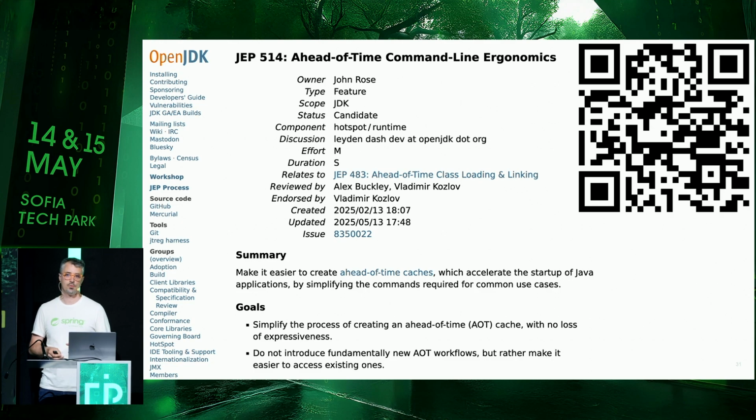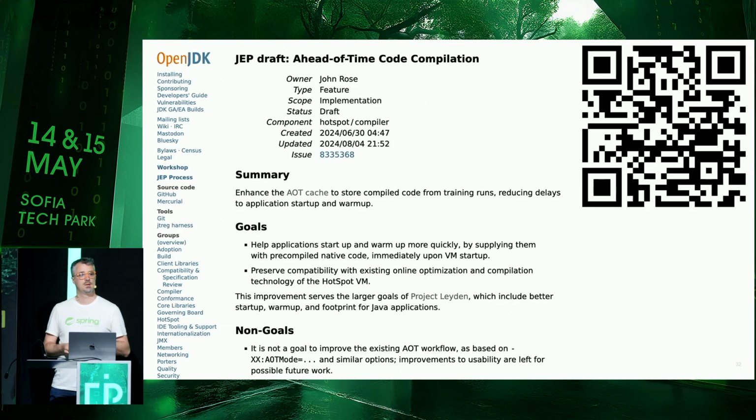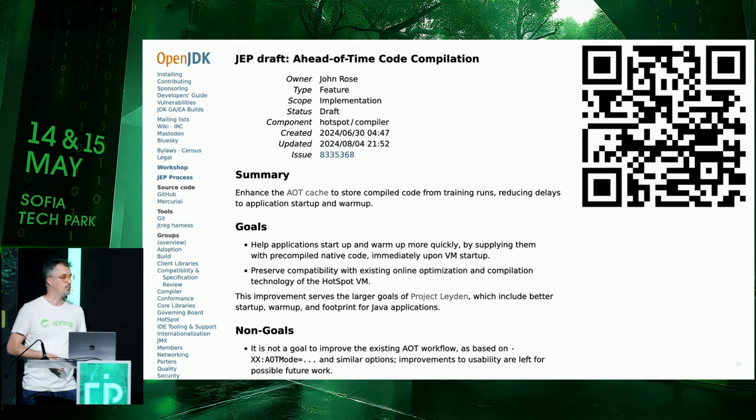The second improvement is JEP 514, ahead-of-time command line ergonomics. This one is to allow creating the cache with a single command. You have seen that with CDS, one command was required to create the cache. AOT cache, two commands, record and create. This JEP is just a quick shortcut to be able to create the cache with one command. And the last one, which may happen more long-term because it's more involved, more experimental, is ahead-of-time code compilation. It's about taking the native code that the JIT has compiled on production and directly using it in your cache in order to speed up the startup time and warm up your JVM much faster.